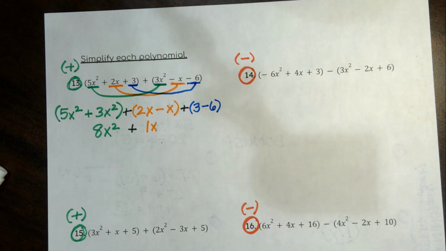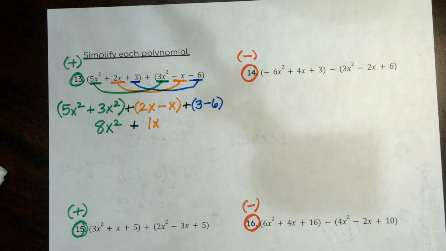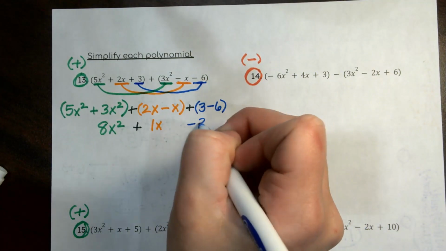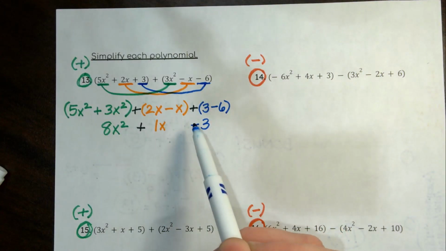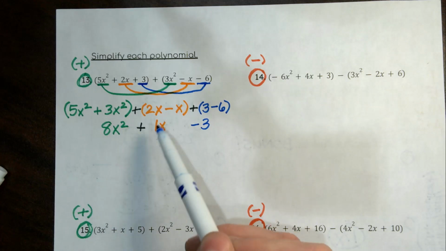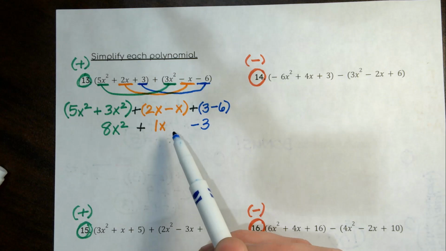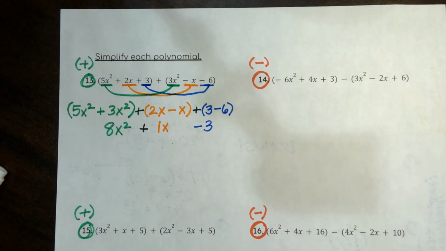Okay. Last but not least, we've got 3 minus 6. What's that? -3. -3. Okay, now, because we got a negative answer, we can just keep it as 8x squared plus 1x minus 3. If I put a plus sign down here, it wouldn't really do a whole lot. When you add a negative, it's the same thing as subtracting. Same thing as subtracting there.